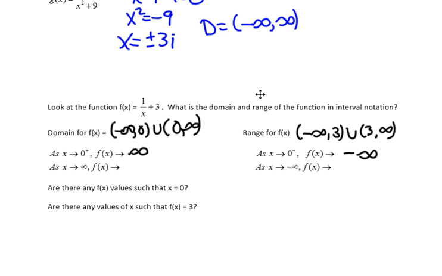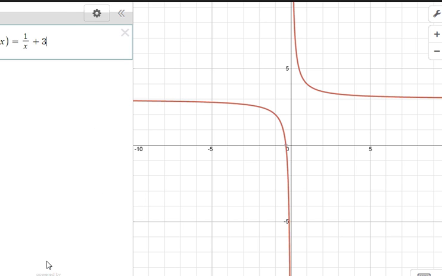Okay, now we want to know about the end behavior. As x approaches positive infinity, where are the range values going? And as x is approaching negative infinity, what is f of x approaching for this? Well, let's go back to the Desmos then.